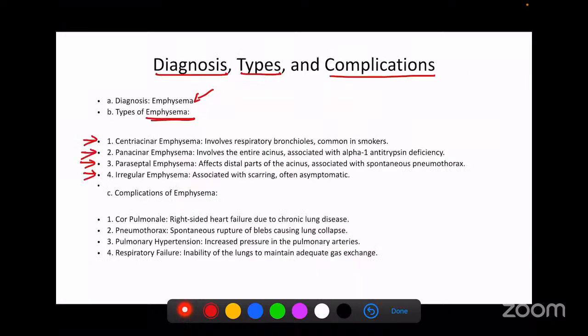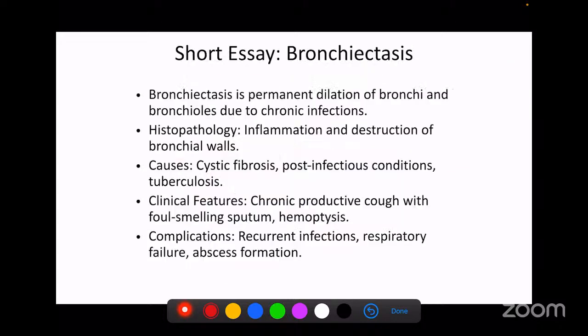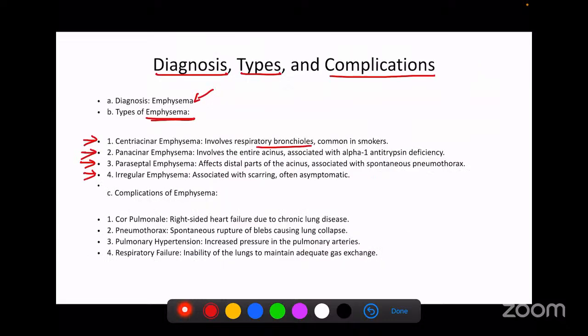Centriacinar emphysema involves the respiratory bronchioles, because this is the center part of the whole acinus. It involves a respiratory bronchiole, and this is the most common. It is common and seen in smokers.